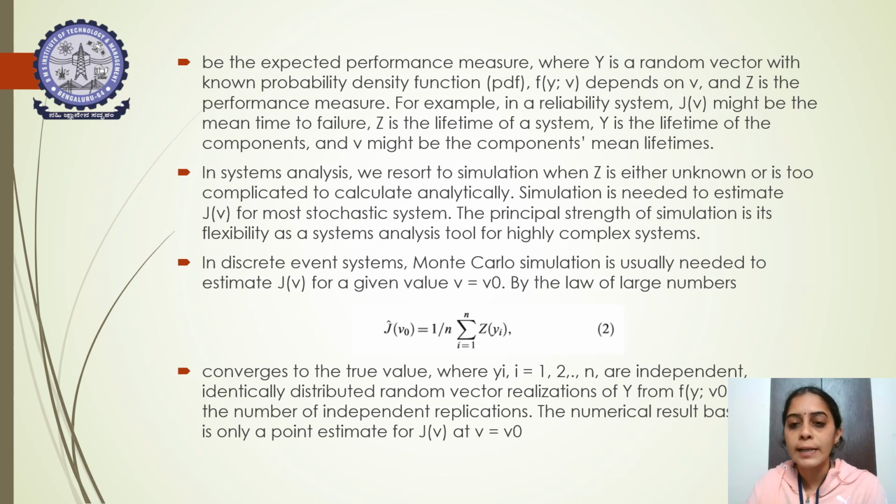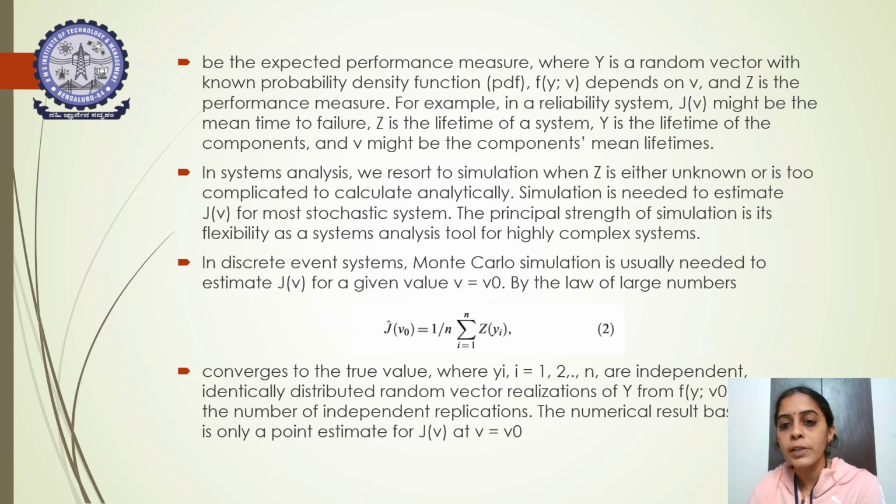Y is a random variable, and this random variable mainly depends upon the value of V, and Z will provide the performance measurement of that particular system. For example, in a reliability system, if J of V might be the mean time to failure, then Z will provide the lifetime of a system. So Z is nothing but a performance measurement of the product. Here it is showing the lifetime of that particular product.